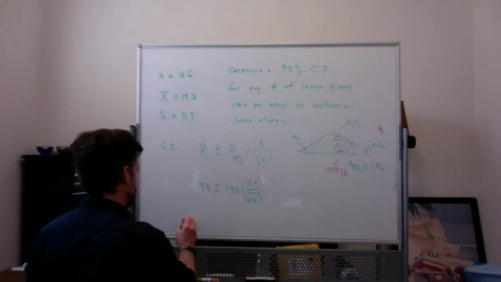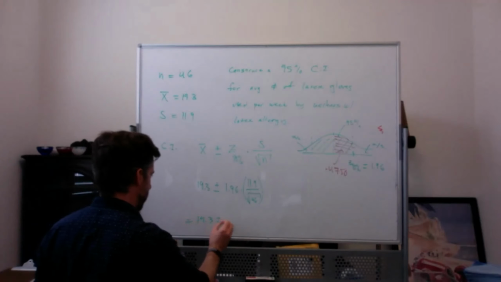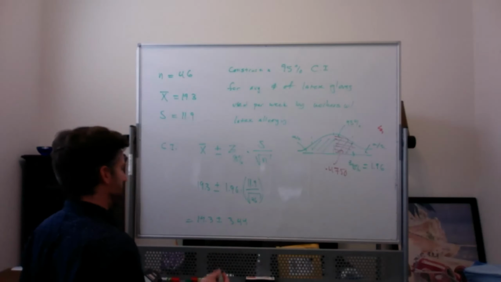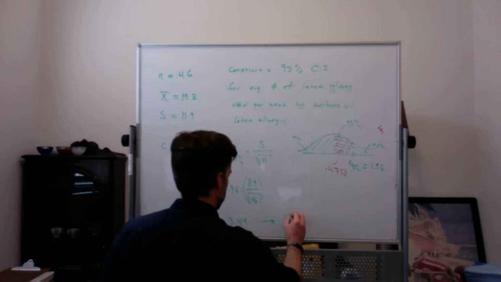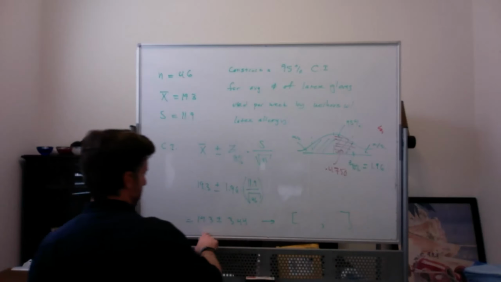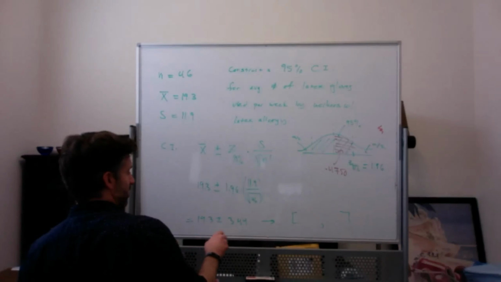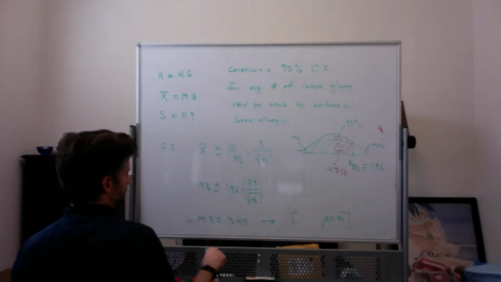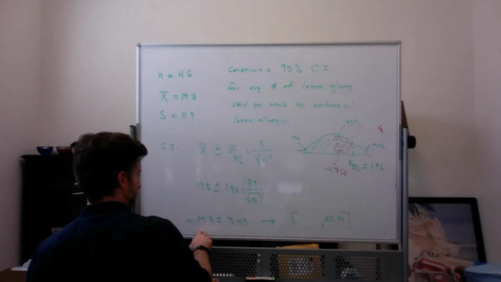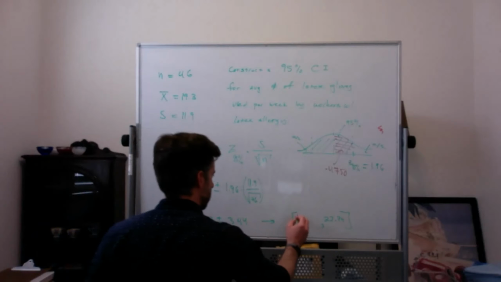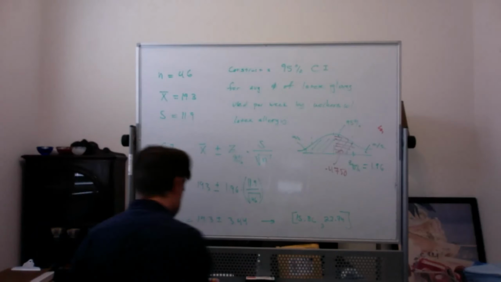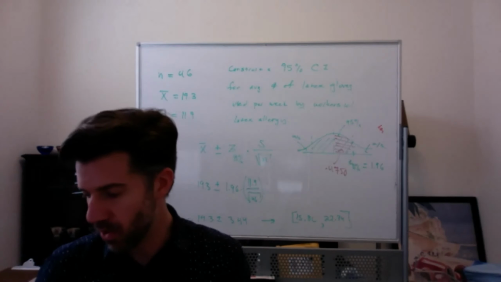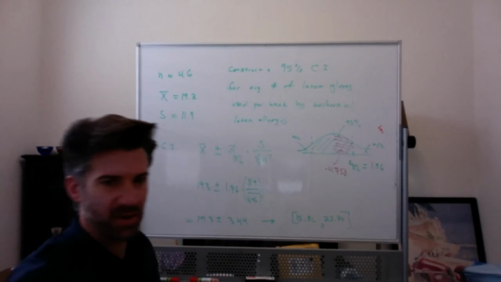Here's how they wrote it in the book. They wrote it as 19.3 plus or minus 3.44. And you could do more with that. You could do an interval from 19.3 plus 3.44, which is 22.74, and 19.3 minus 3.44, which is going to be 15.86, I think. Okay, so great, we can do the arithmetic.